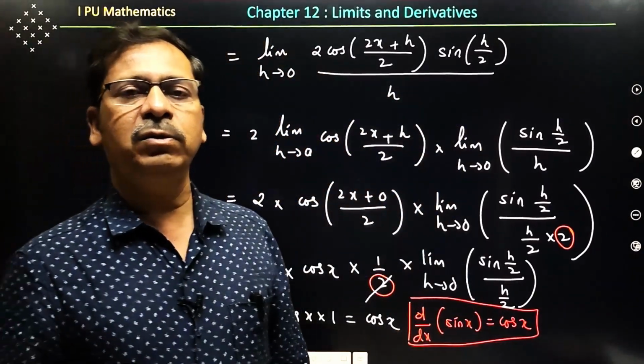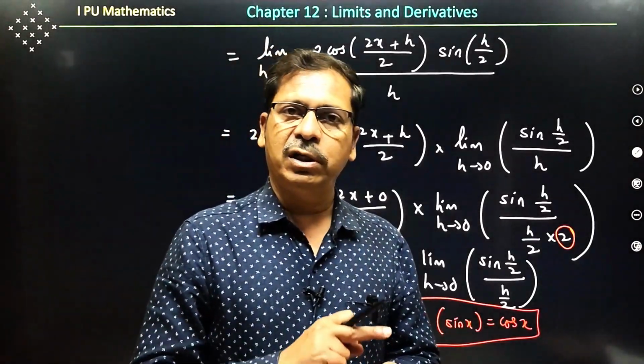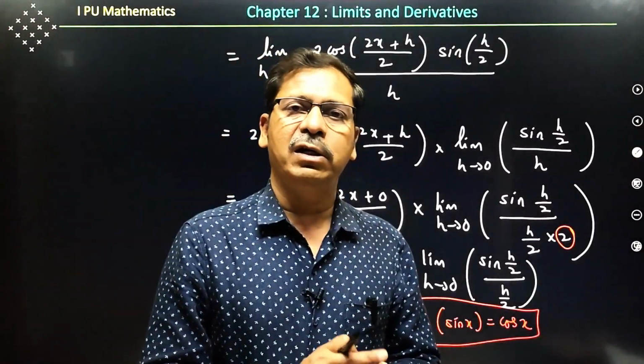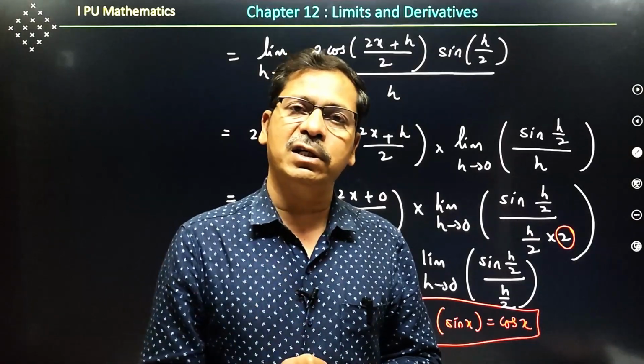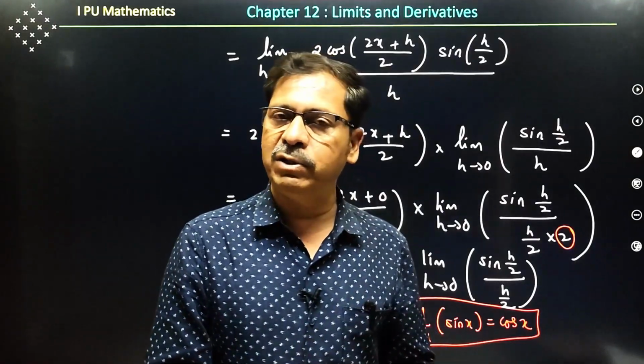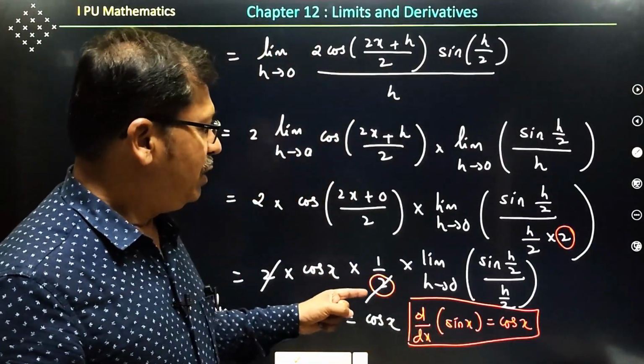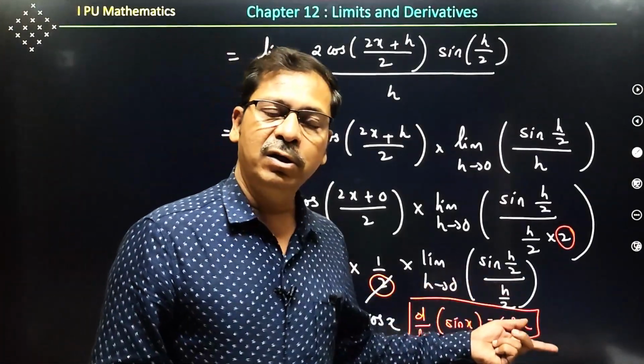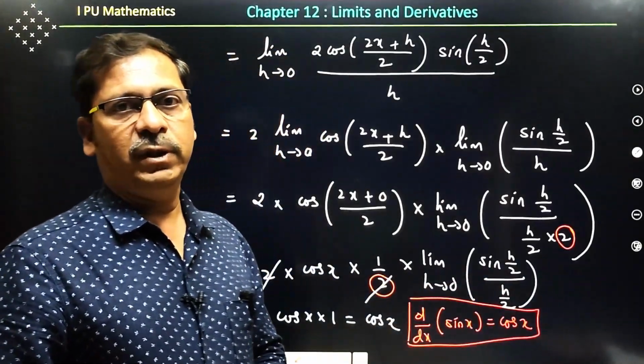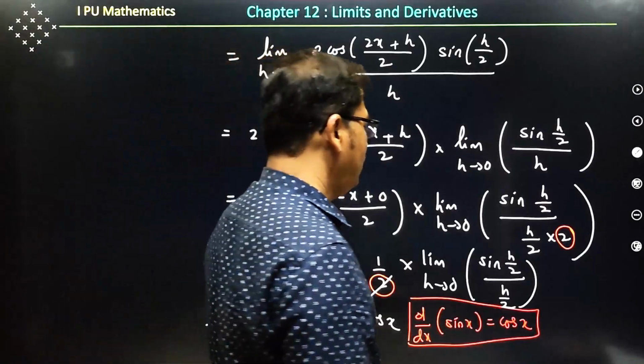The first one we proved: derivative of a constant is equal to 0. The second one, x raised to n: derivative of x raised to n is nx raised to n minus 1. Next, trigonometric limits. Derivative of sin x is equal to what here? Cos x. Okay. Now let us move.